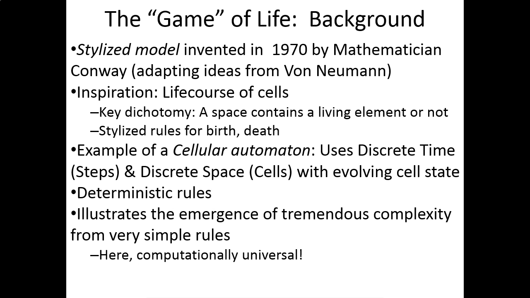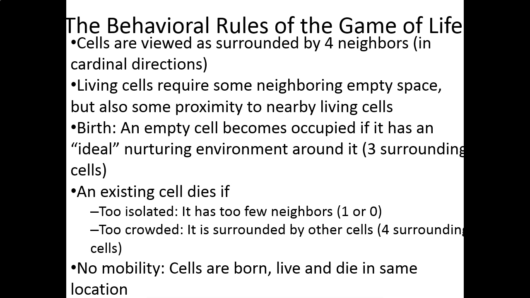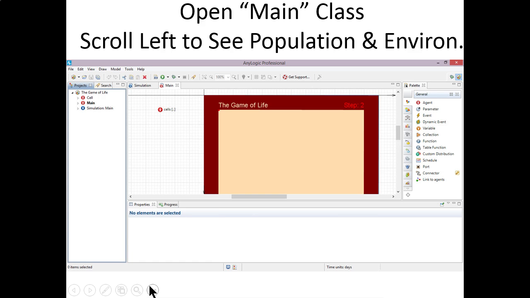Continuous time. Time is simulated on a continuous basis, not in discrete steps. In cellular automata, they're traditionally simulated in discrete ticks. And indeed, that's very common for many agent-based models. So here, cells are viewed as surrounded by 4 neighbors. Living cells require some neighboring space, also some proximity to living cells. A cell is colonized if it has an ideal nurturing environment, 3 surrounding cells, and it dies if it's too crowded or too isolated. And there's no mobility. I want to draw attention to this, because next we're going to go to a case of mobility.